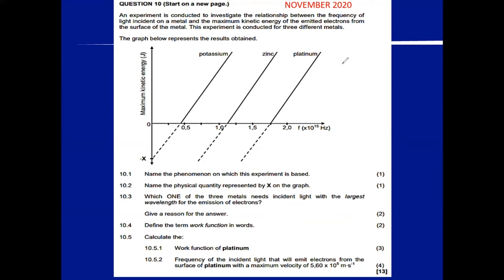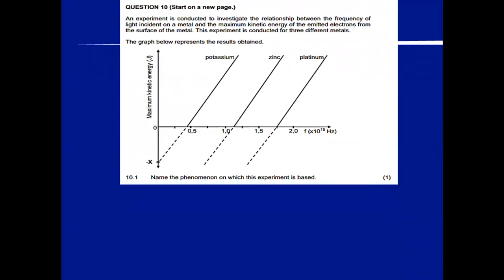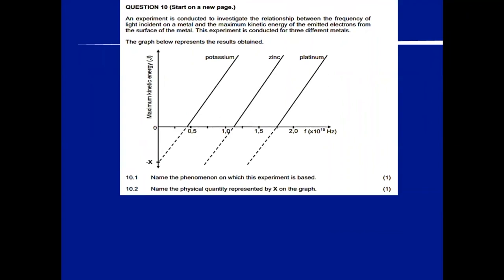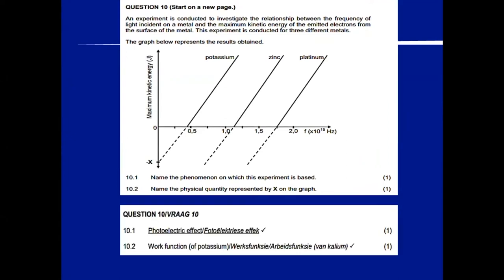So let's see now. They said, name the phenomenon on which this experiment is based. Right, we all know it's the photoelectric effect. Name the physical quantity represented by X. There is minus X. When we did the equation conversion to linear form, we saw that it gives us what? The work function. Okay, so let's look at the answers. Photoelectric effect, yes, 10.1. 10.2, physical quantity represented by X on the graph, and we said it's the work function.